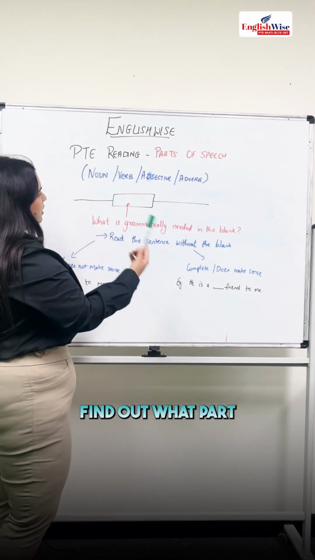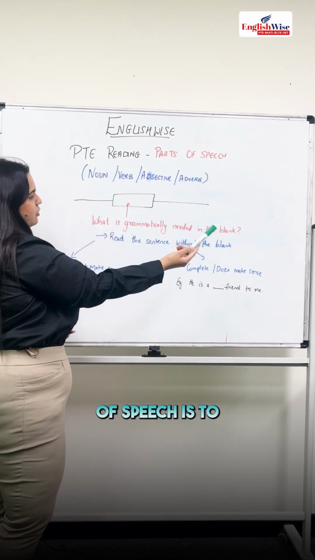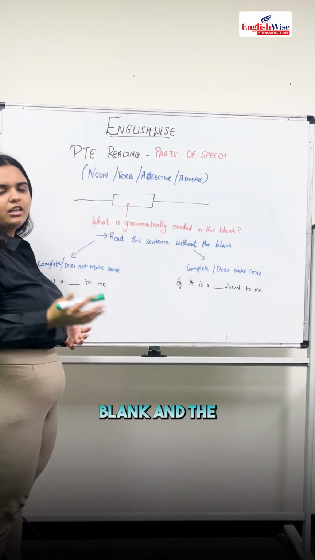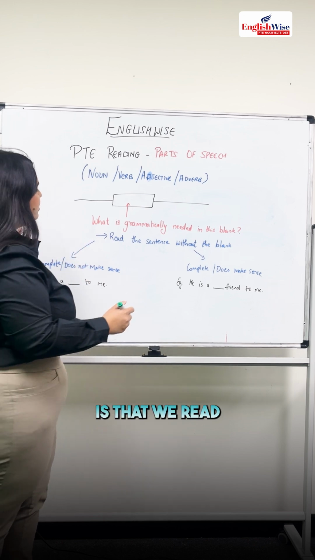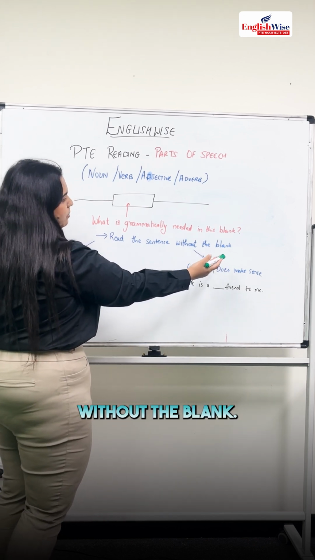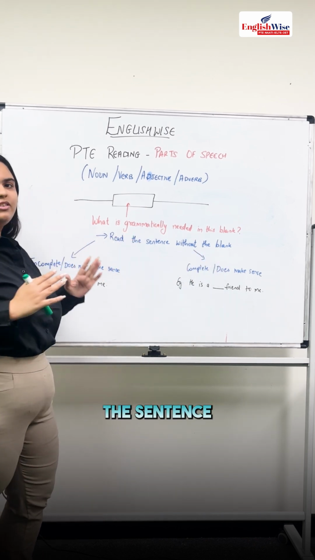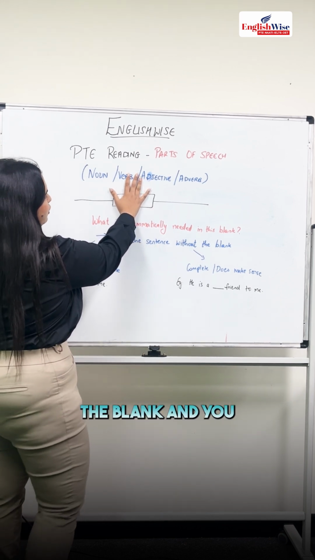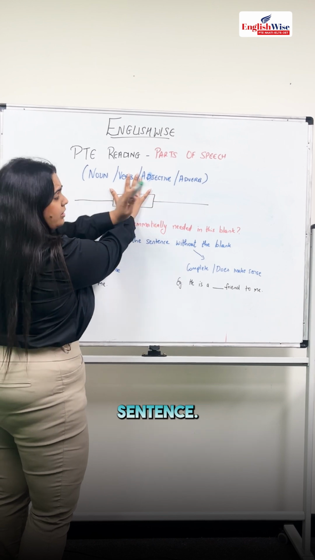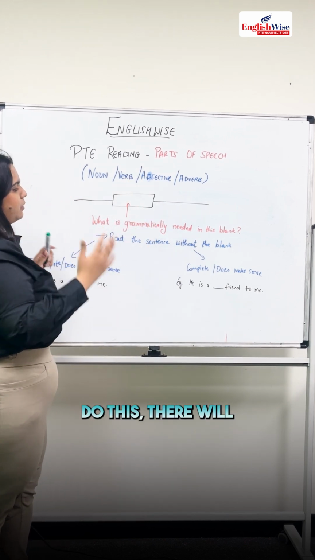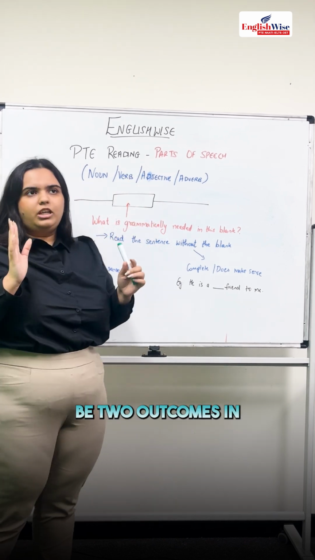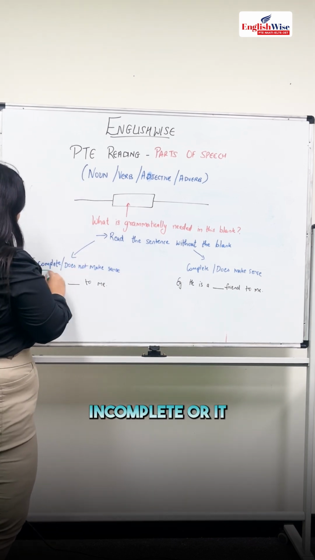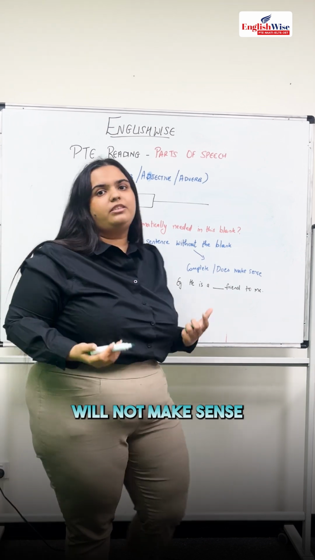So now how to find out what part of speech is to be used? We need to see what is grammatically needed in this blank, and the formula to do this is that we read the sentence without the blank. When you read the sentence without a blank, basically you will be keeping your hand over the blank and you will read the rest of the sentence. Now when you do this, there will be two outcomes. The first is that your blank will sound incomplete or it will not make sense to you.